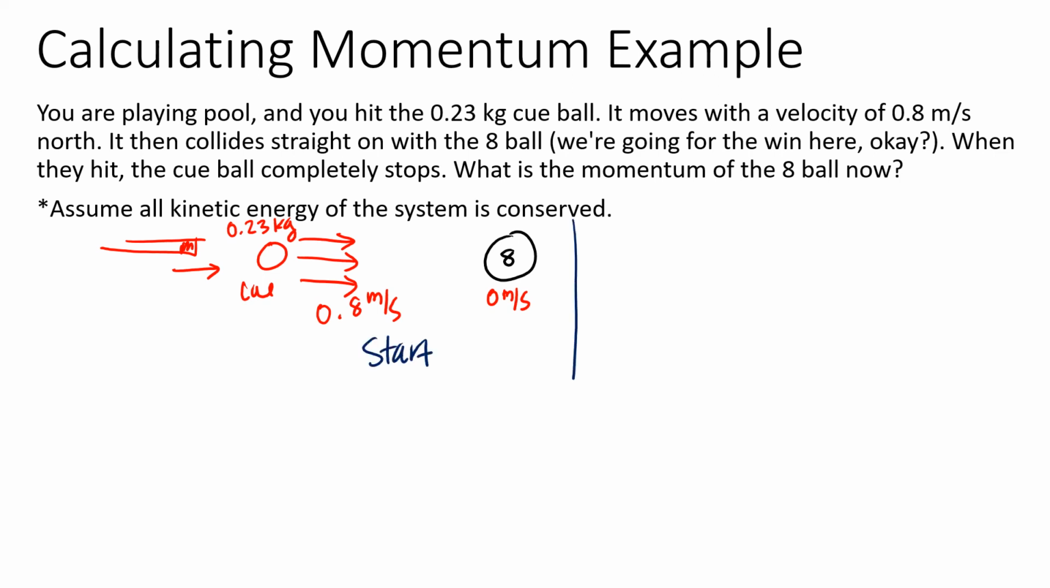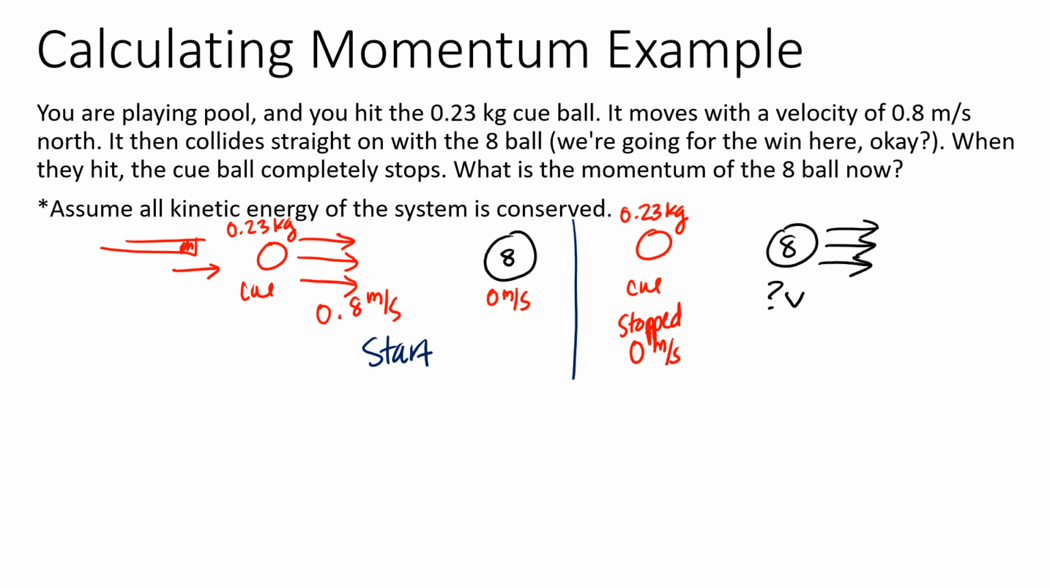And then in terms of our ending picture, our cue ball is stopped. If it's stopped, it has no velocity. That's 0 meters per second. However, the mass is not going to change. However, our 8 ball's on the move now. So it has some velocity that we have to try and find. And we're also going to assume that this mass is also the same. And this is going to be our end picture, our final picture, what happened after the event. So we have some event that happened at the start, and we have what happened at the end.